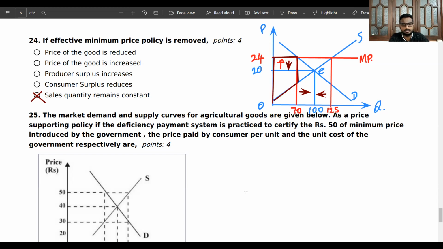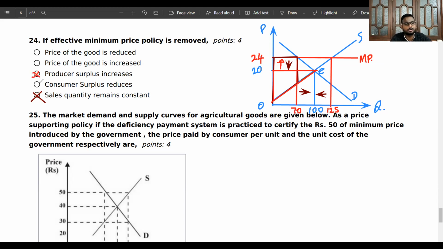Right now, that would have changed a little bit to this. I'll go with another color, to this, if the minimum price is removed. So as you can see, based on the area, I think you can see a small reduction in producer surplus also, but you have to actually do the calculation to find that out.